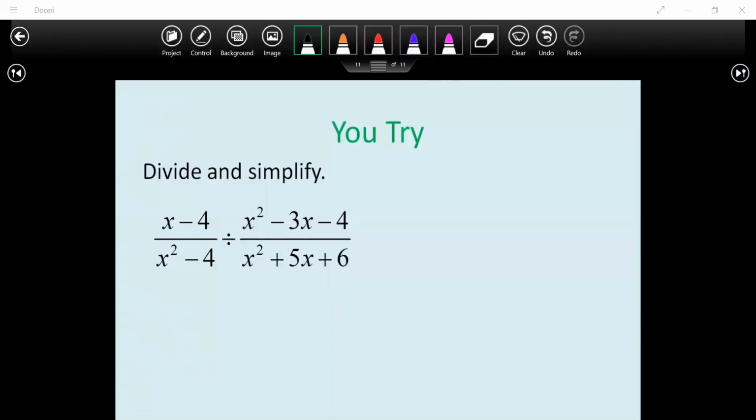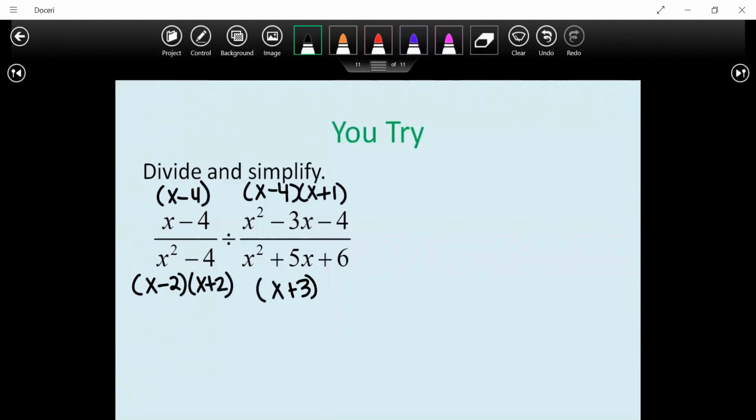Okay. Up on top, we're going to have x minus 4. Bottom's going to be x minus 2, x plus 2. We're going to end on this. The top one's going to be x minus 4, x plus 1. Bottom's going to be x plus 3, x plus 2.